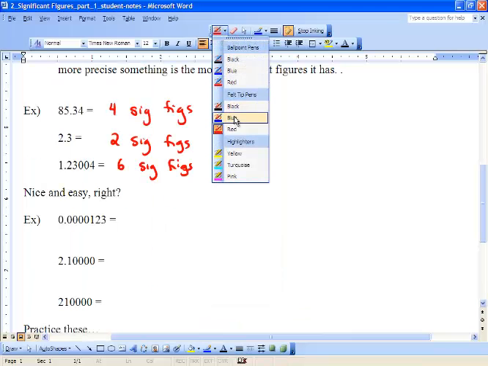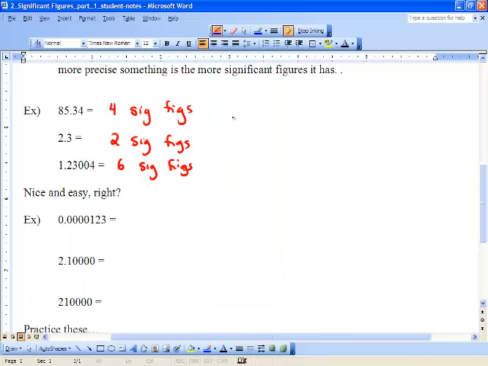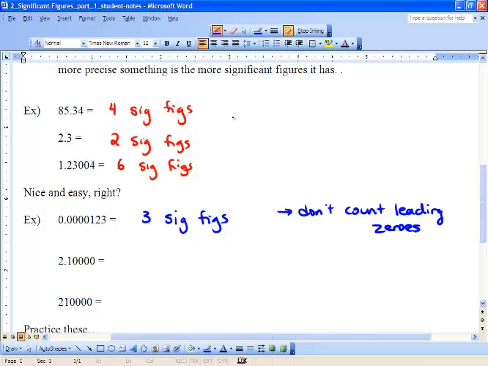Well, we have a couple rules. And so right now we've got 0.0000123. Well, it turns out this one only has 3 sig figs. And you're asking why? Well, we never count leading zeros. We only count the actual numbers, the trailing numbers.